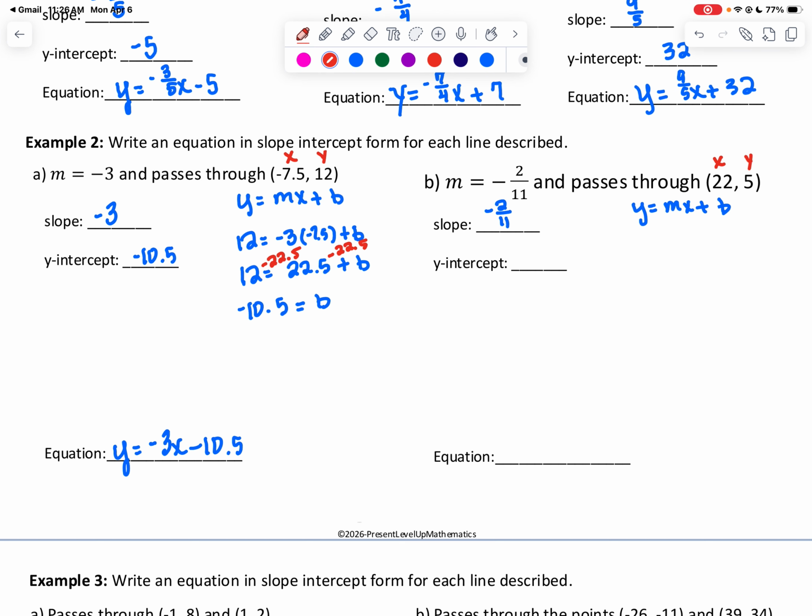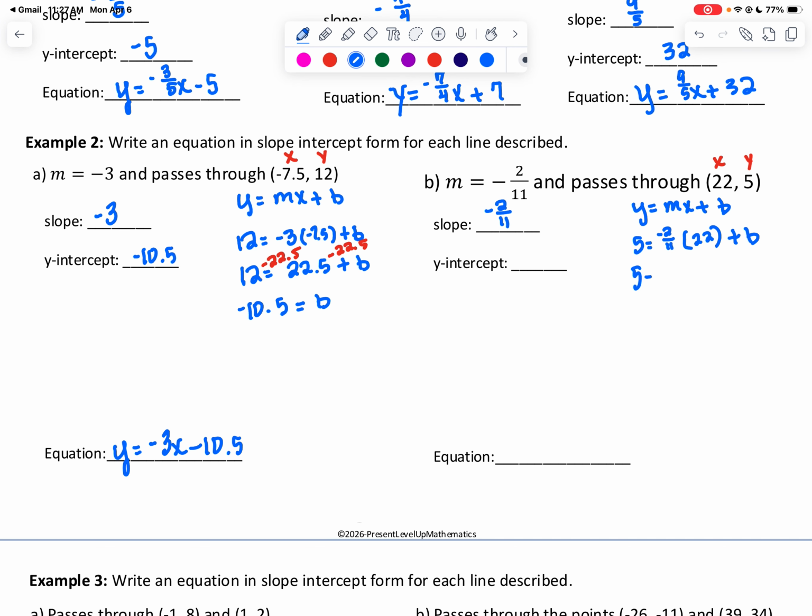So I'm going to put an x above the 22 and a y above the 5. Now, let's plug those values in. For the y, I'll plug in a 5. For m, I'll plug in -2/11. For x, I'll plug in a 22, and then plus b. The only thing we do not know here is b, so we'll solve for b.